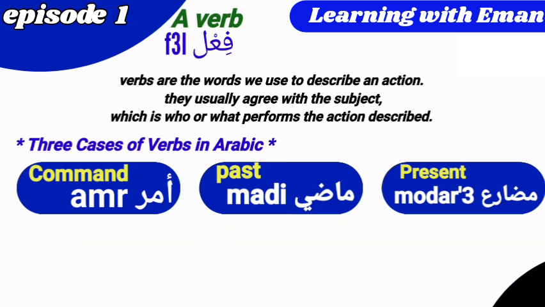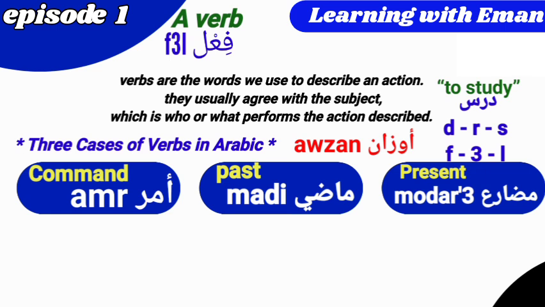Arabic verbs have different forms known as أوزان, which modify the basic meaning of a root verb. These forms are created by adding prefixes, suffixes, or internal vowel changes to the root. Let me show you with the verb to study from the root, درس, which is a trilateral root.